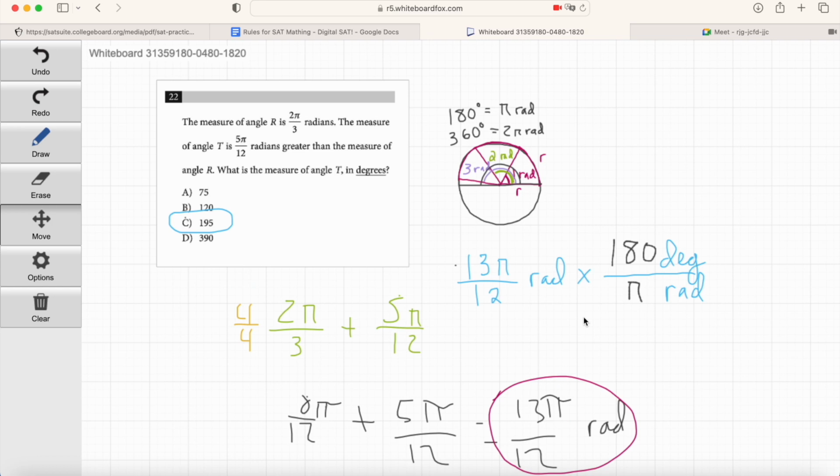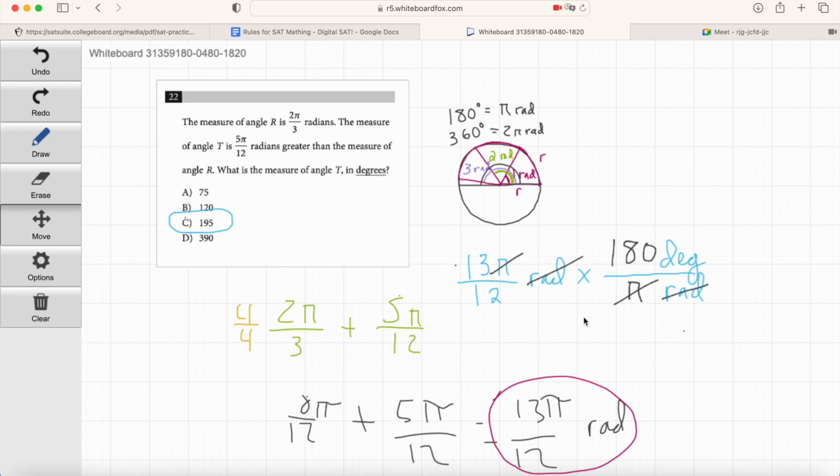Okay. Let's multiply these guys out. But before we do, let's cancel some stuff out first, right? We can cancel out the radians. Those are gone. What else can we cancel out? The pi. We can cancel out the pies. We got a pi in the numerator, pi in the denominator. It's all multiplication. We can cancel those pies out. And then now, we could maybe divide 180 by 12, or we could just multiply this thing out.